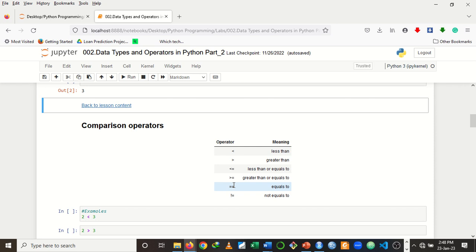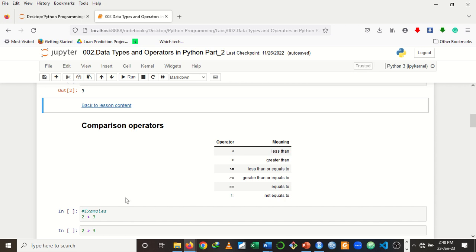In the same way, if you want to negate an equal sign, use the exclamation sign first. So if you see the exclamation sign plus equal sign, it means not equal to. So as you can see here, we have less than, greater than, less than or equal to, greater than or equal to, and not equal to. And the outcome of comparison operators is booleans. Anytime you use a comparison operator, the result is either True or False.